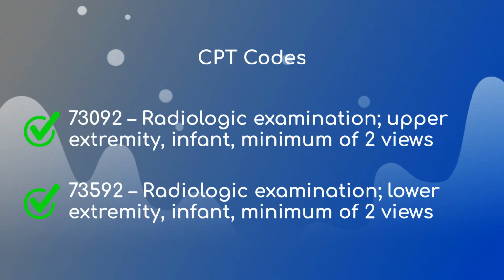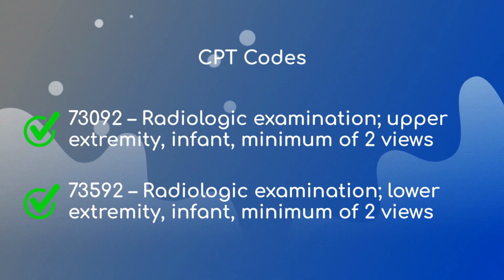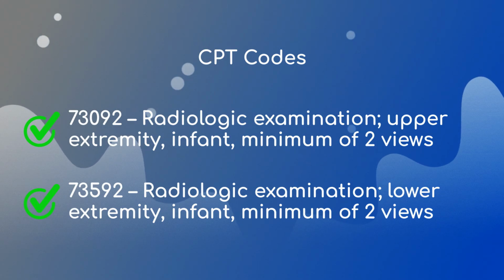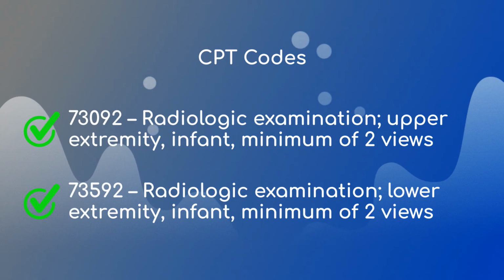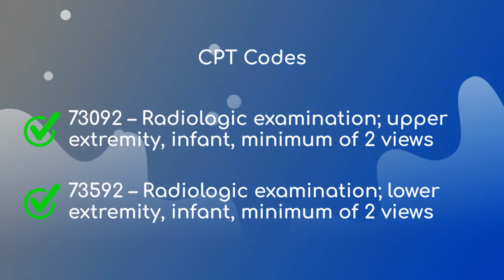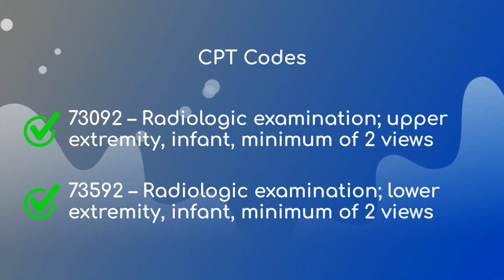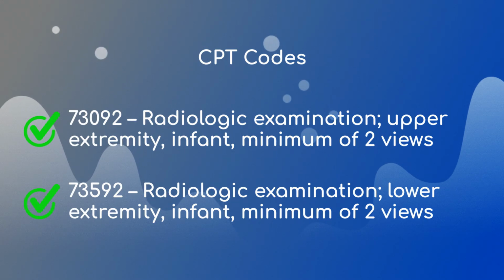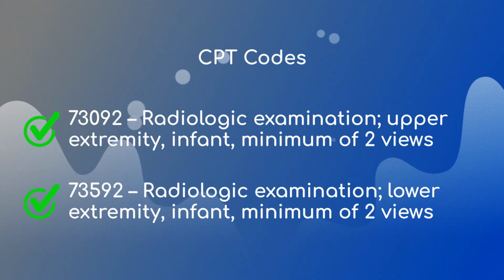73092, radiologic examination, upper extremity, infant, minimum of 2 views. This code is used when imaging the upper limb of an infant under 1 year of age. It bundles all regions of the upper extremity, shoulder, humerus, elbow, forearm, wrist, and hand, into one code when performed with a minimum of 2 views.